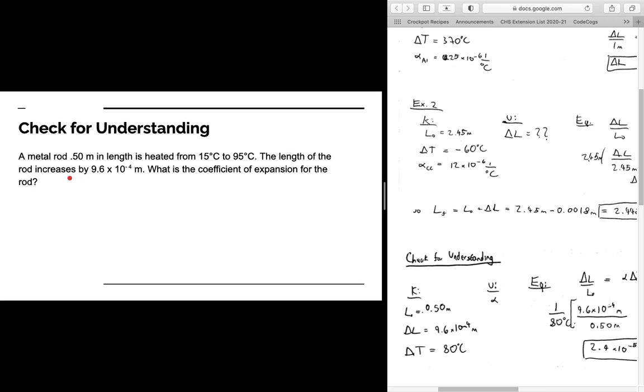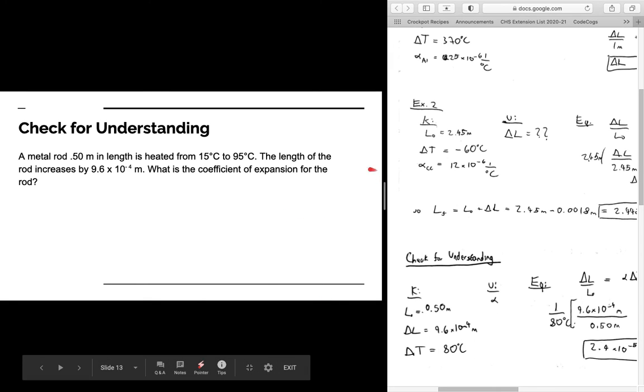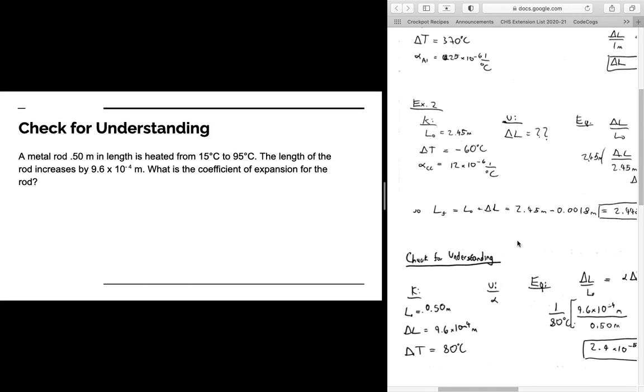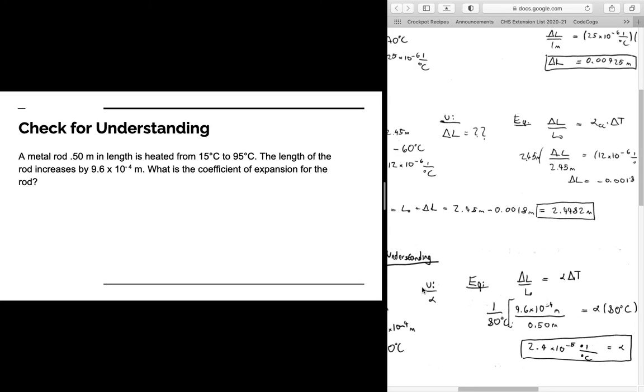So an increase indicates a change, a decrease indicates a change as well. So our increase is 9.6 times 10 to the negative 4 meters. If we had a decrease, we would write this down as delta L equals negative 9.6 times 10 to the negative 4 meters, indicating a decrease. And lastly, our delta T, our change in temperature, is 80 degrees Celsius. We increase from 15 degrees to 95 degrees Celsius. Okay? And then lastly, our unknown is alpha, the expansion coefficient.